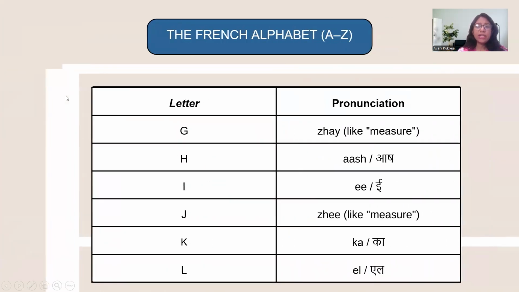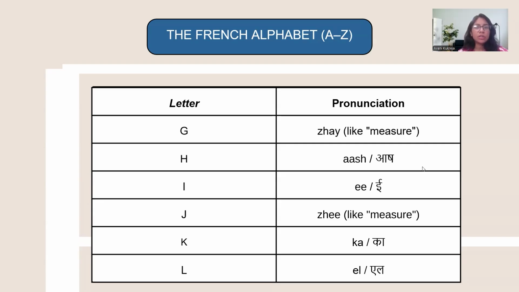Next is G. G in French is pronounced like the J sound. Everyone, just say the English word measure. Use the J of measure and say G. Correct. It's not J as in jam, and neither is it Z. It's the J sound, like measure, treasure, leisure. H in French is Ash.